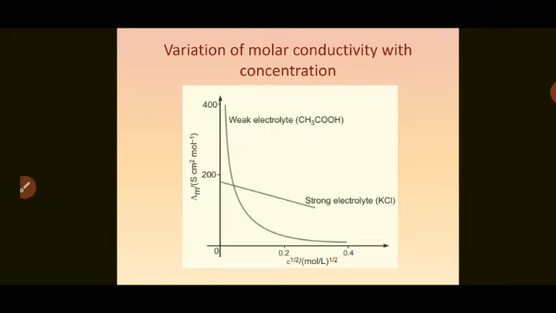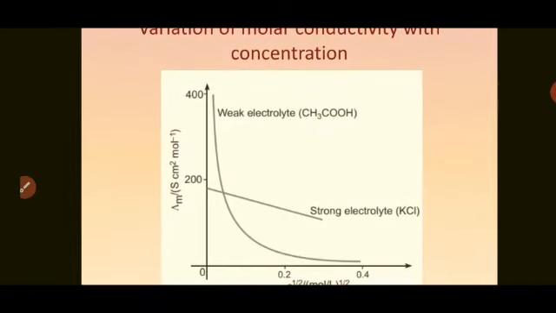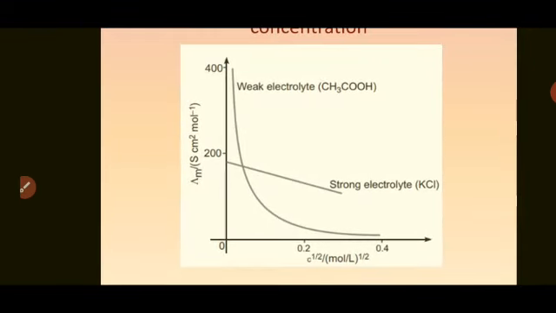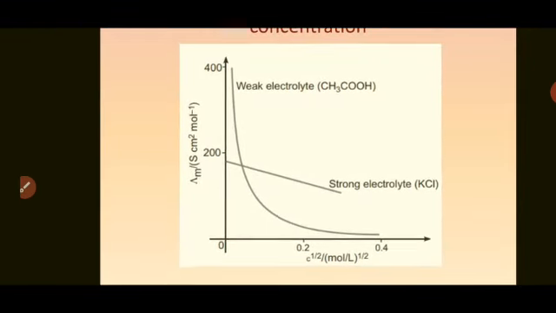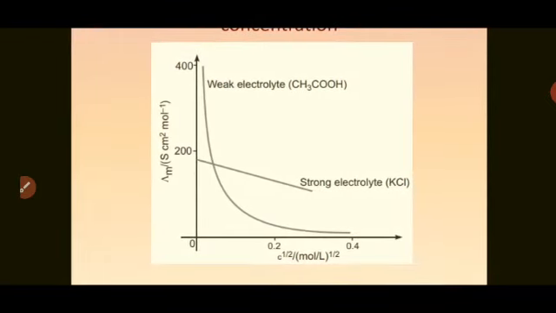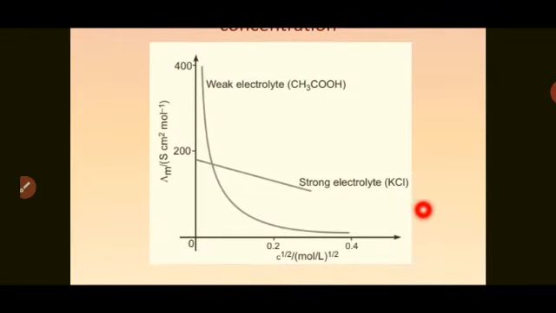Now, variation of molar conductivity with concentration can be given for weak electrolyte and strong electrolyte. You can refer to the textbook also. This graph is given in the textbook. Now, what is taken on the x-axis? The x-axis is the square root of molar concentration, and on the y-axis molar conductivity is taken, that is Siemens centimeter square per mole.